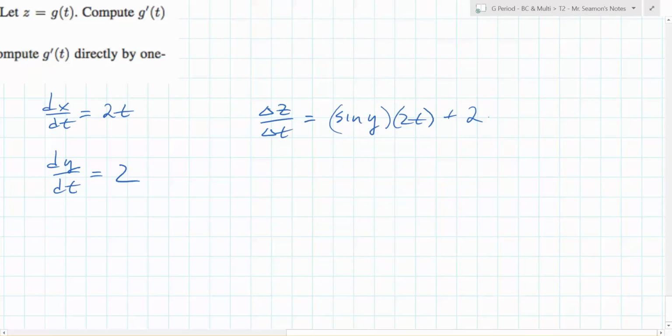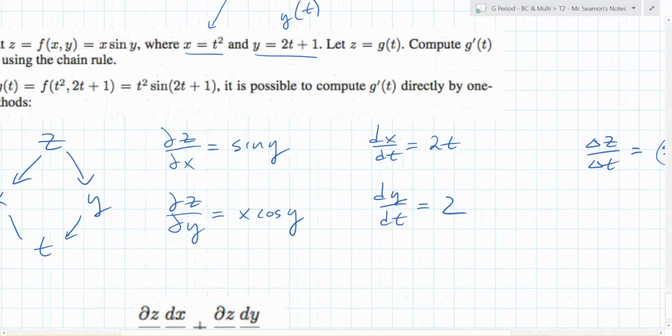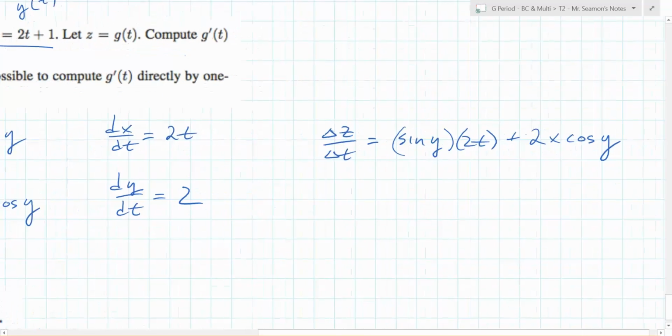2 times x cosine y. There it is. There's your derivative. Does that kind of make sense, everybody? Yes. Does that kind of make sense? Ish?